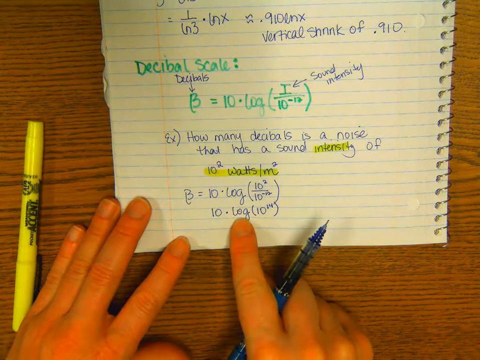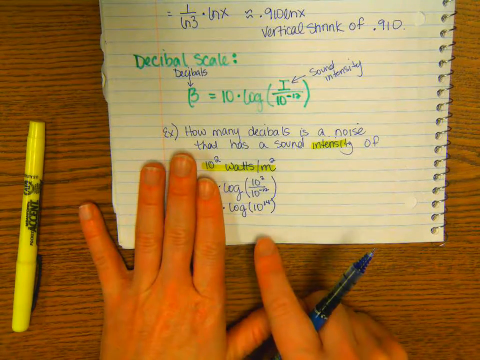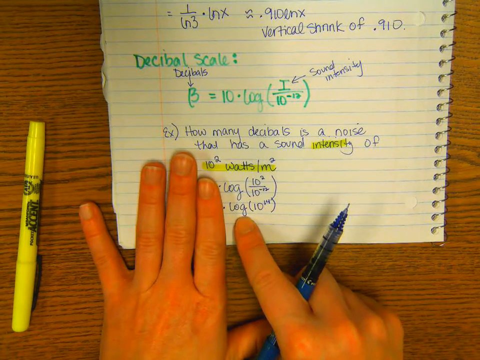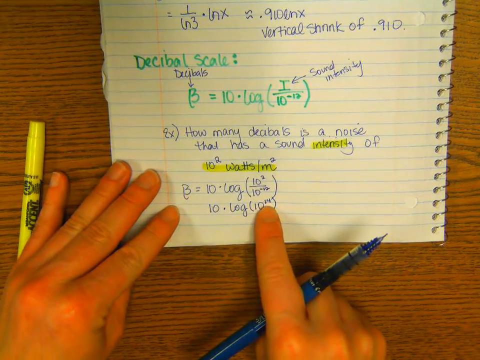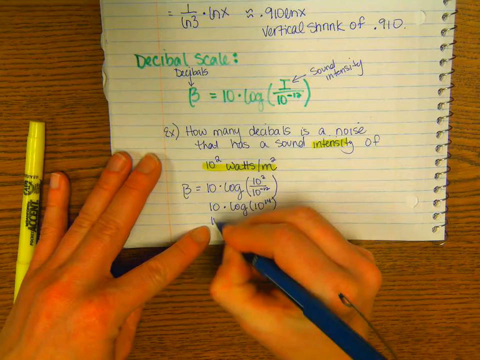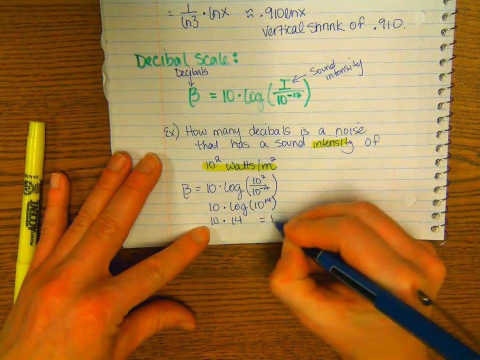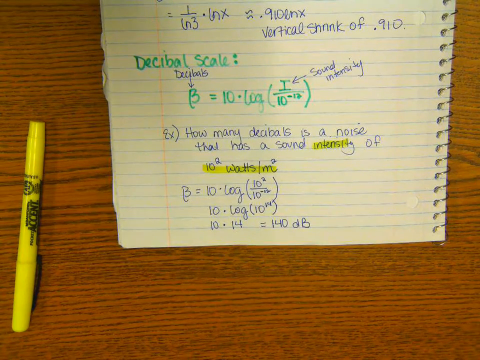And then this is common log. So I'm going to ignore that 10 right there. What the common log says is if I have a base of 10, what exponent is 10 to the 14th? So what would be the answer to that? 14, because it's written in that form. So log of 10 to the 14th is 14. 10 times 14 equals 140 decibels.